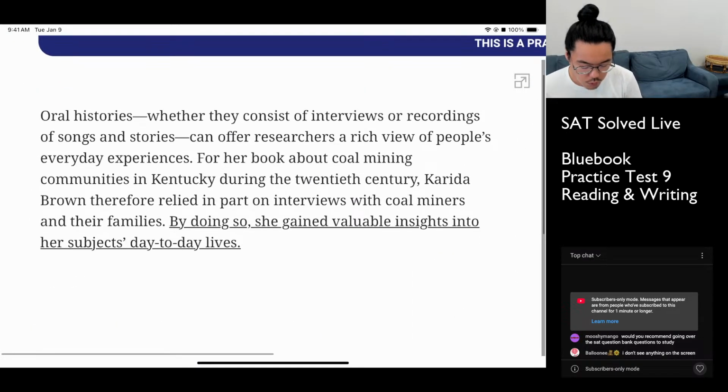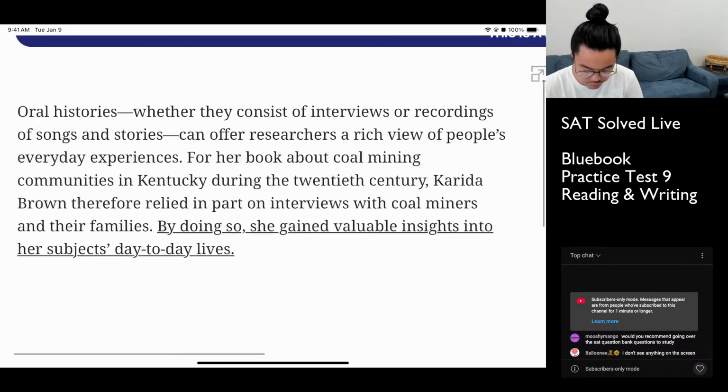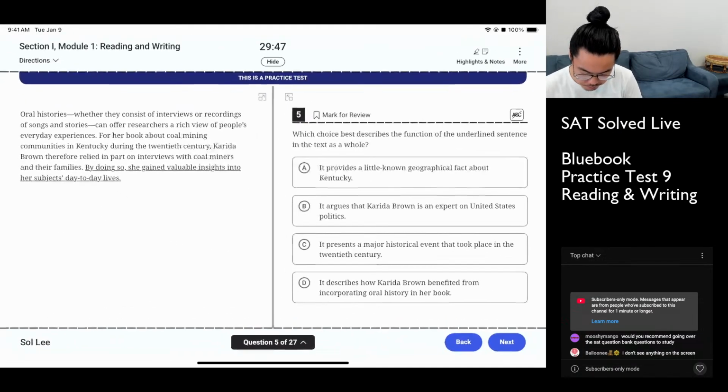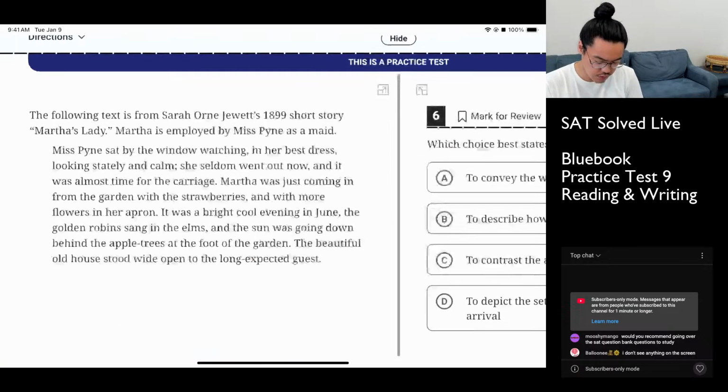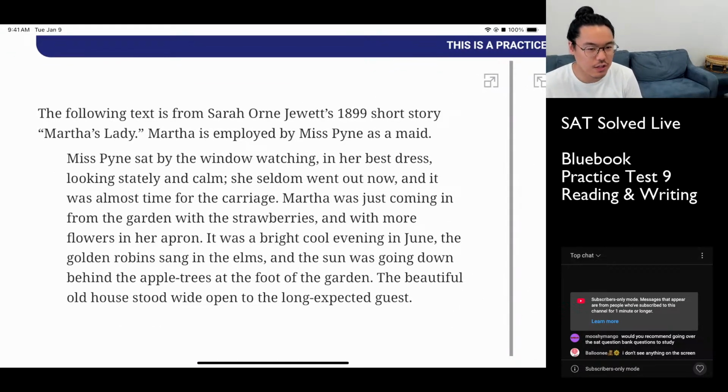Oral histories, whether they consist of interviews or recordings, can be rich. Coretta Brown relied on interviews, and by doing so, she gained a rich view. Okay, so this is just more specific support for that initial claim. So it benefited from. I guess this is the only real answer choice. So it has to be that one. It's actually easier than my prediction. That answer choice was more literal than my prediction was.